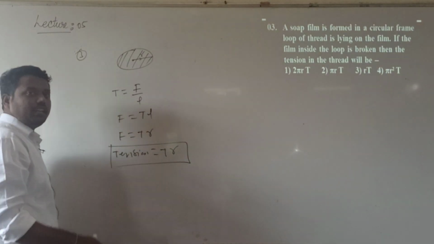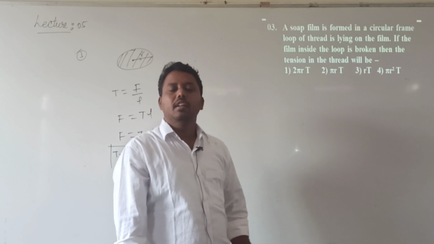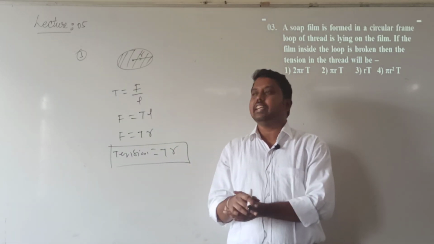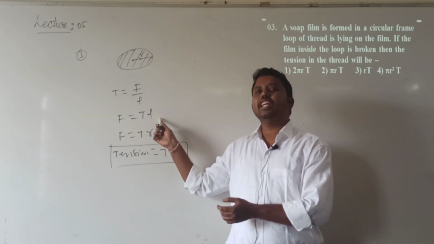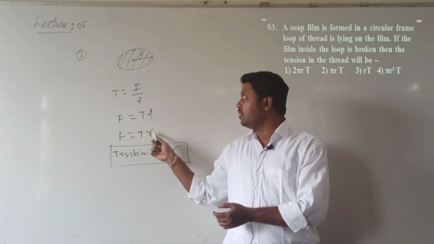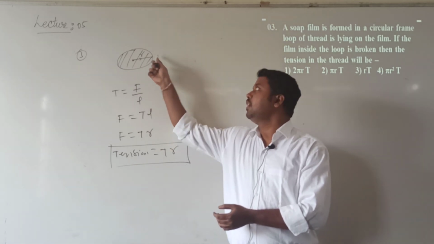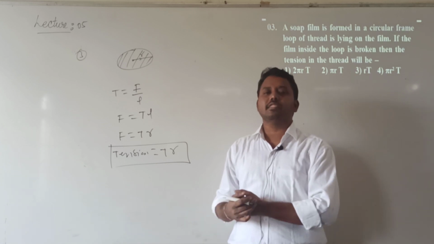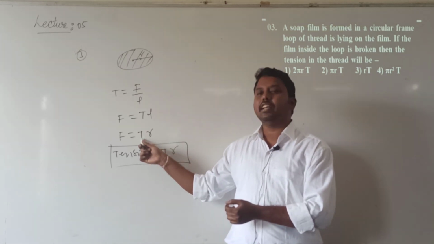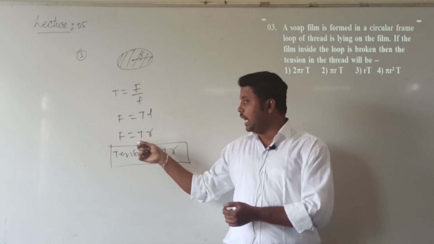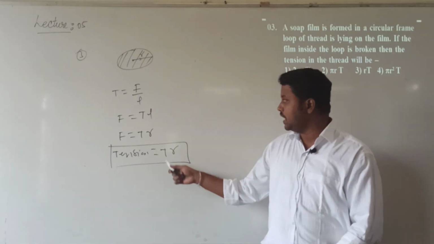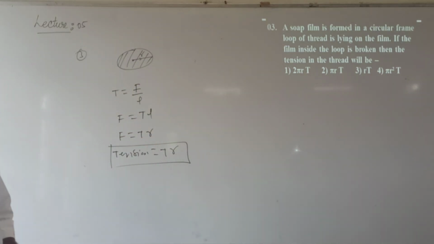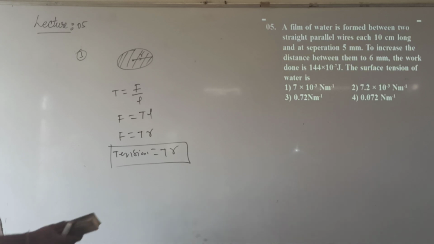Tension is nothing but force only, na? Who is exerting force? That soap film is exerting force on that thread. How much force does it exert? Force due to surface tension T into L. So that F value is equal to T into L. But here the force is exerted along the radius. So what is the length of the imaginary line? R. So T into R. That force will be numerically equal to tension. Tension value is equal to T into R. Understood? So this is question number three.